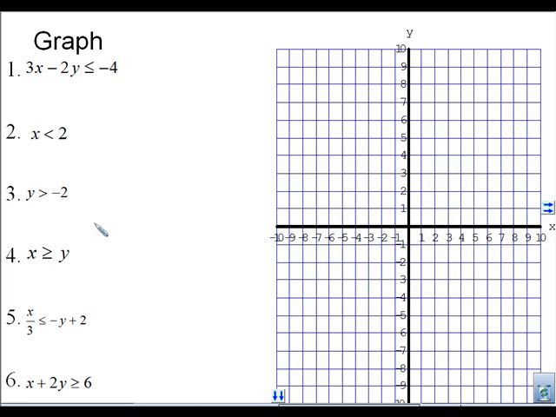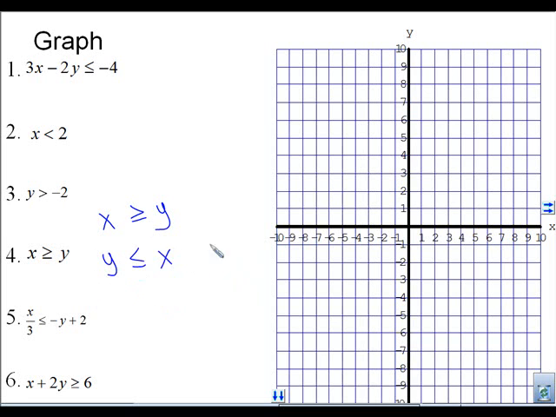Alright, number 4. x is greater than or equal to y. How are we going to graph this? Some students have a hard time with this because there aren't really any numbers. First of all, you have to notice y is on the right side. I would rewrite this as y is less than or equal to x, because we're used to y on the left side. That way we won't shade in the wrong area and get confused.